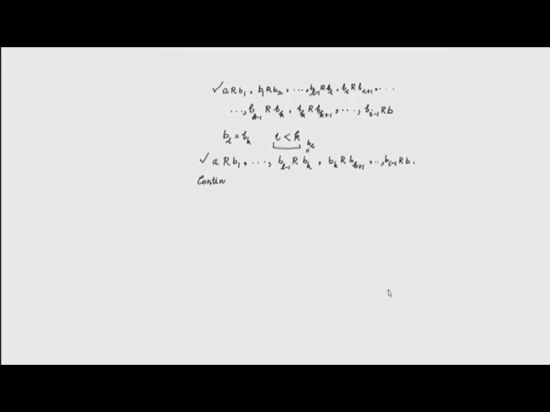So, continuing in this way, we can arrive at a path from A to B such that all interior points are distinct.